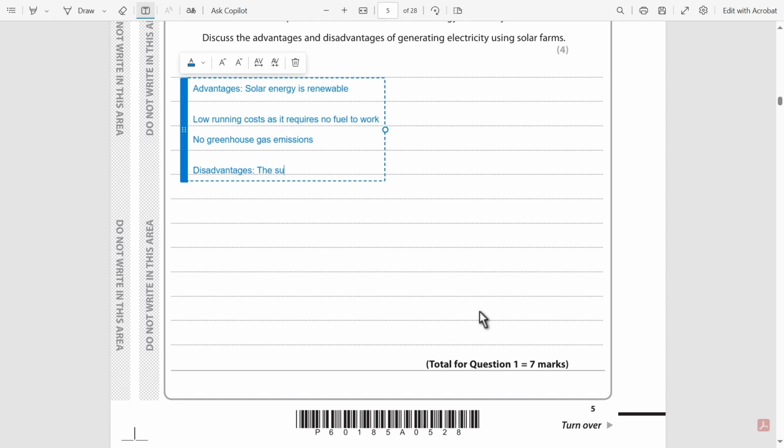The sun doesn't shine all the time. Therefore, it's not really a reliable energy source, because the sun doesn't shine all the time. It depends on the weather. Don't say it's dependent on the weather, guys, because that answer gets ignored. You need to specifically tell the examiner that it's because the sun doesn't shine all the time.